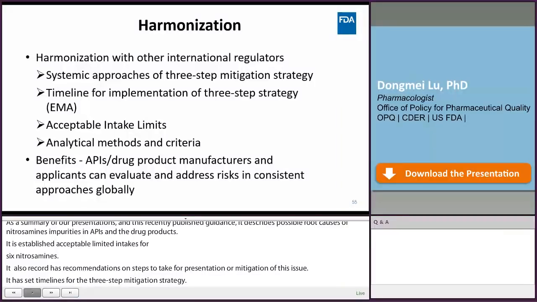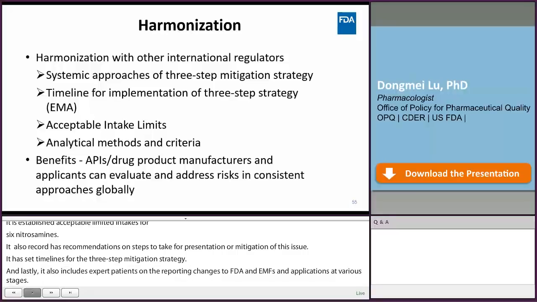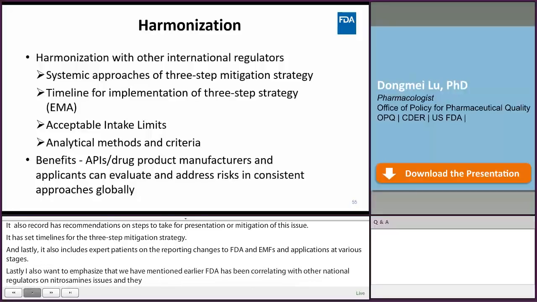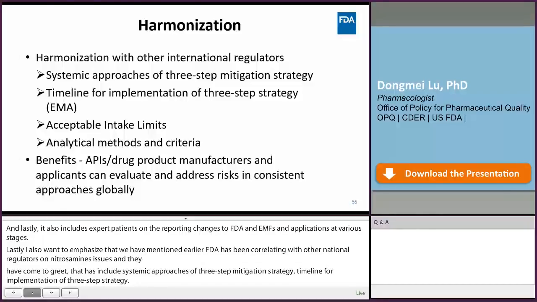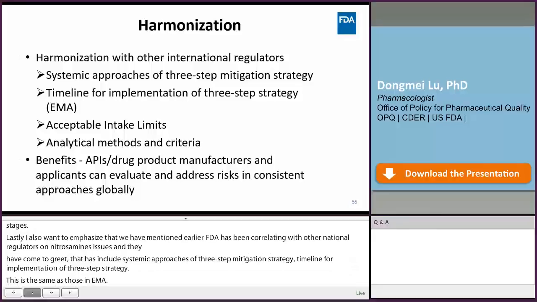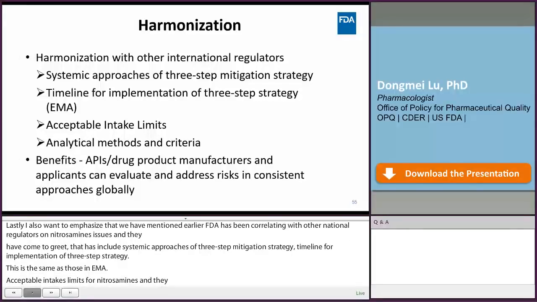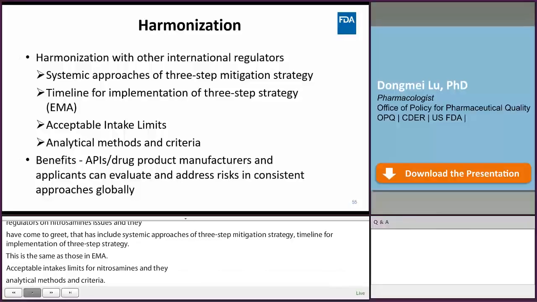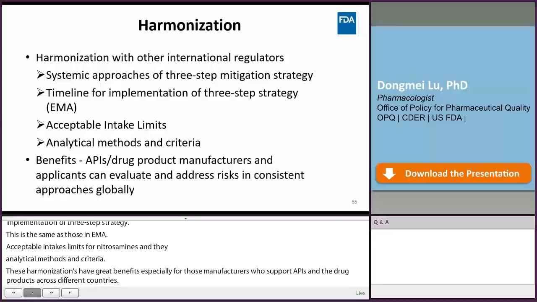Lastly, I also want to emphasize that, as we have mentioned earlier, FDA has been coordinating with other international regulators on nitrosamine issues, and there are great agreements on key elements that include the systemic approach of a 3-step mitigation strategy, and the timeline for implementation of the 3-step strategy. This is the same as those in EMA. Also, acceptable intake limits for nitrosamines, analytical methods and criteria. This harmonization has great benefit, especially for those manufacturers who support APIs and drug products across different countries. Then those manufacturers and applicants can evaluate and address risks and control the products in a consistent approach globally.